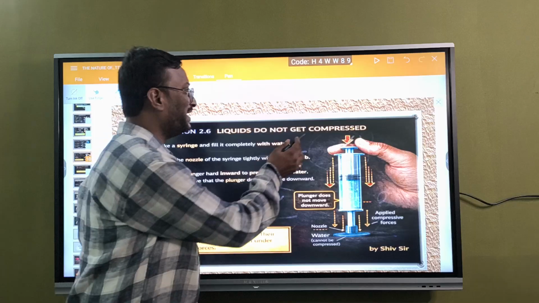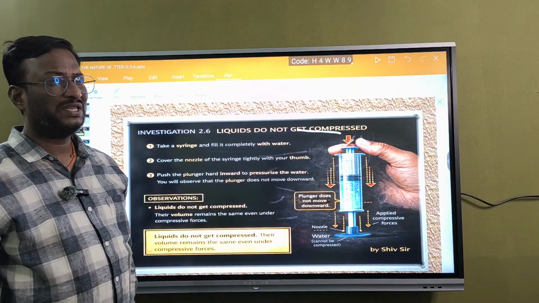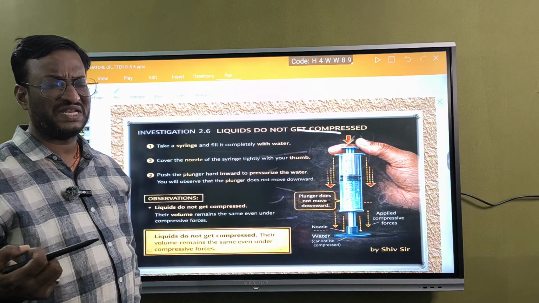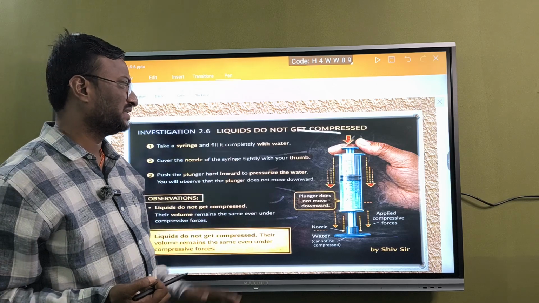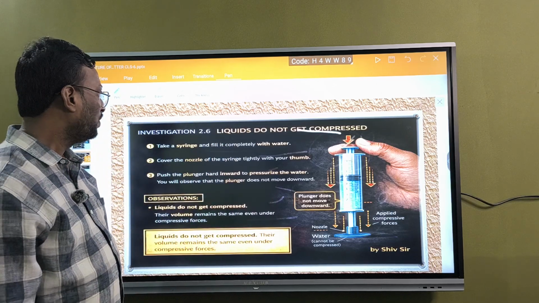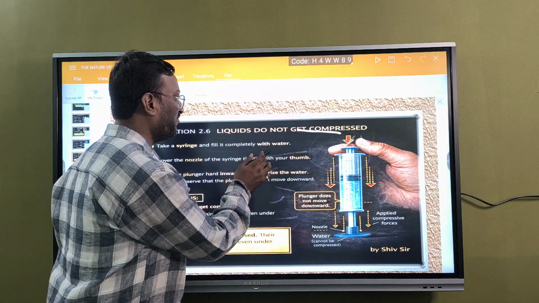Next, liquids do not get compressed. There will be compression for a liquid, but it is very negligible. Generally they won't compress. We can prove it. How? Take a syringe and fill it completely with water.